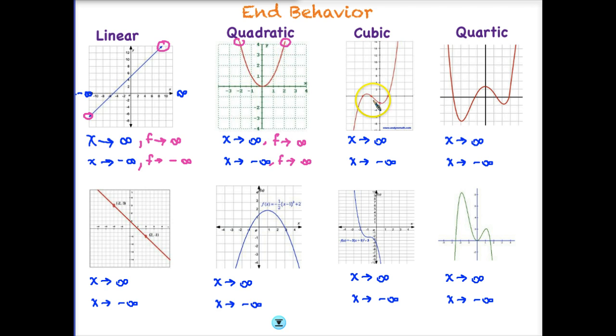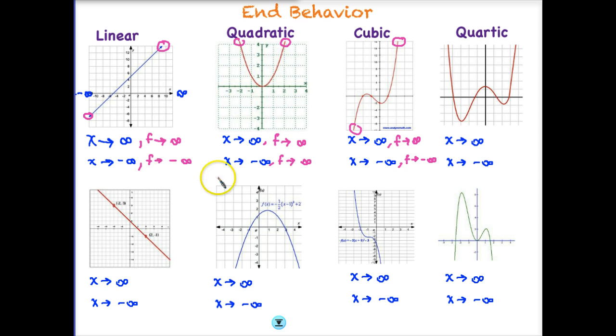Now let's look at the cubic, very much like the linear. So I would expect my answer to be the same. As I go out towards positive infinity this way on the x-axis, my graph is going up. My graph is going towards positive infinity on the y-axis. And going the other direction, if I go out towards negative infinity, this end is going down towards negative infinity. Notice that it matches the linear graph.